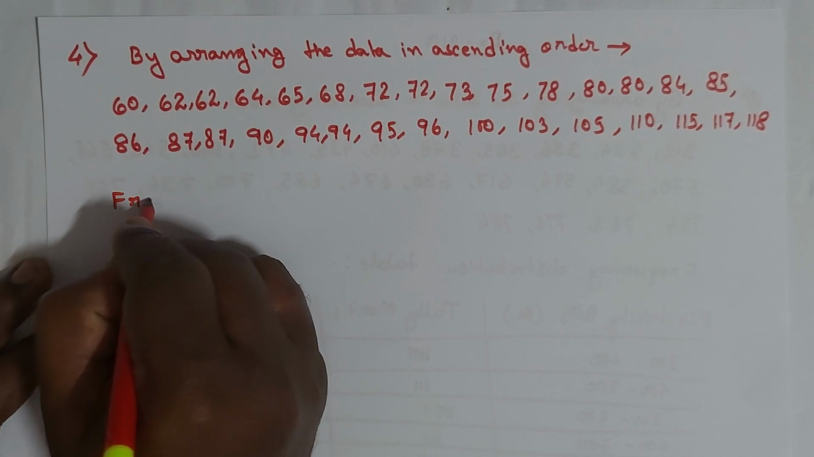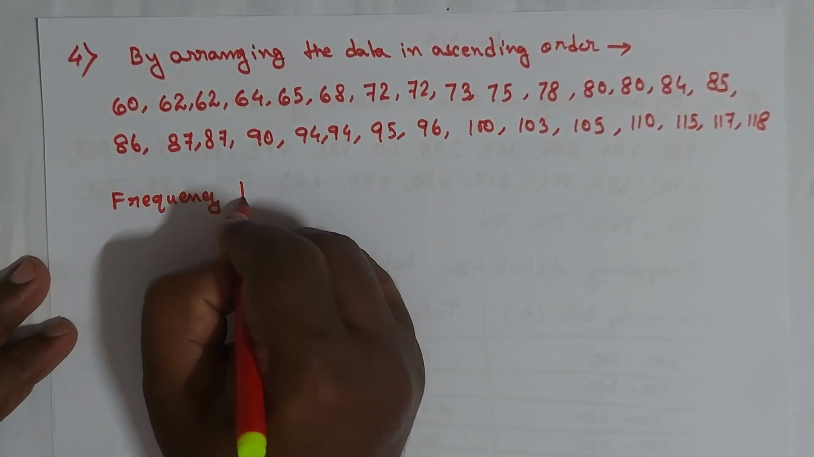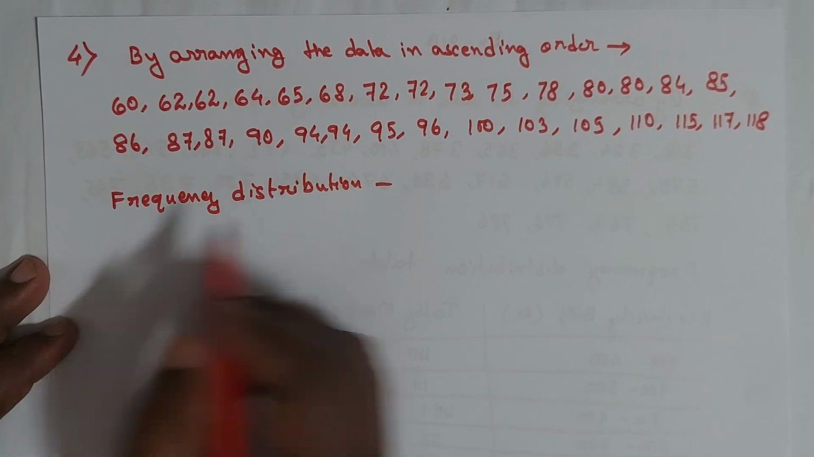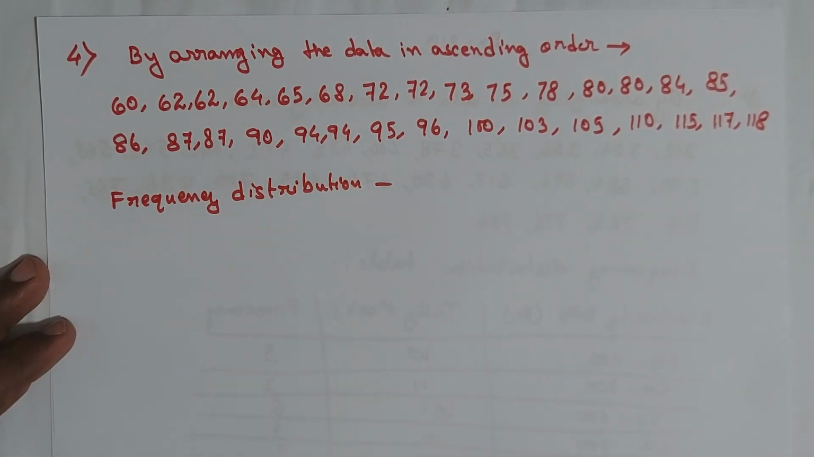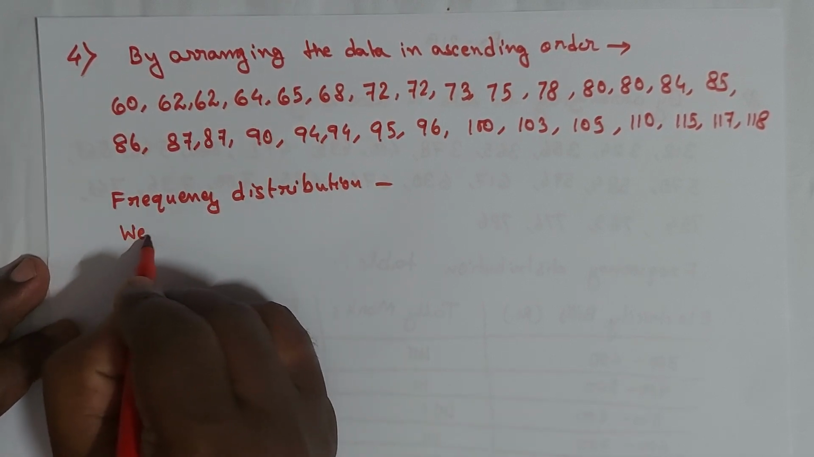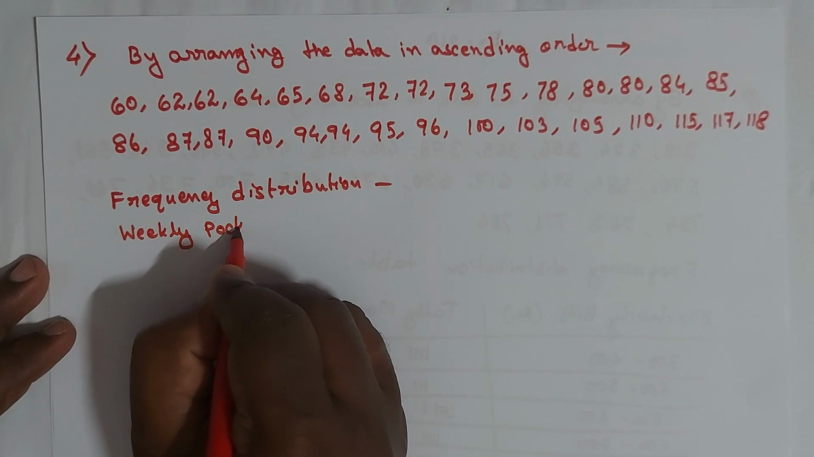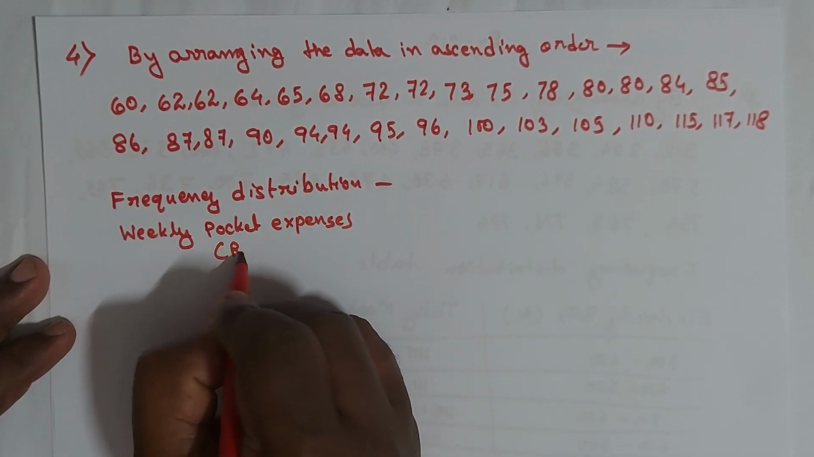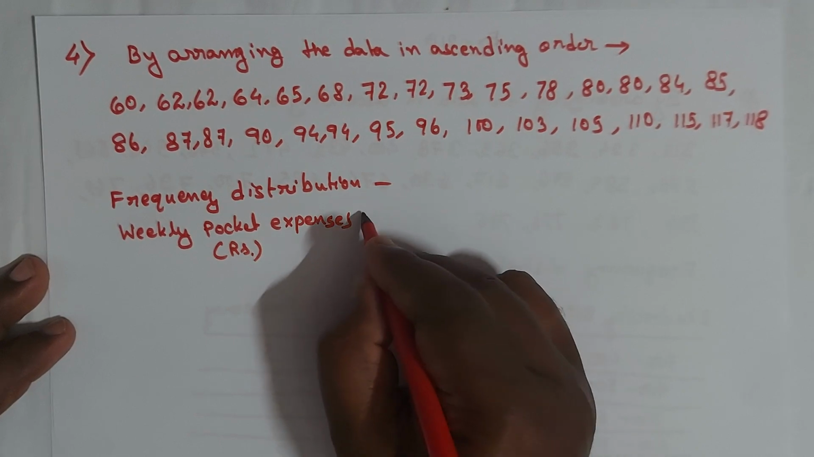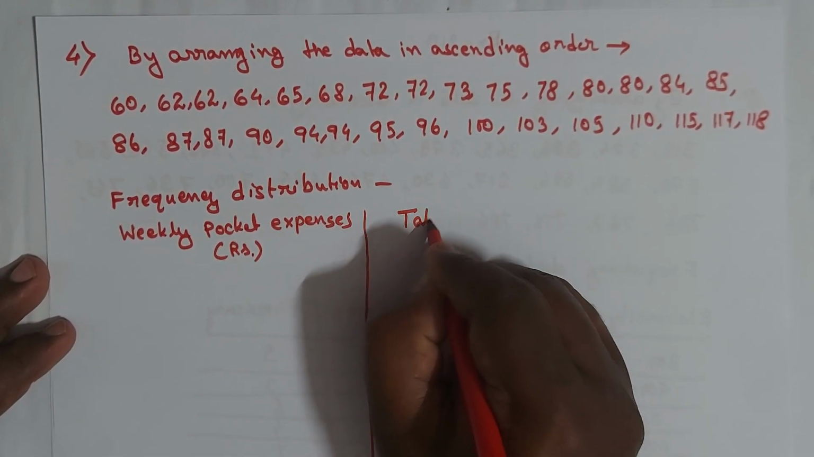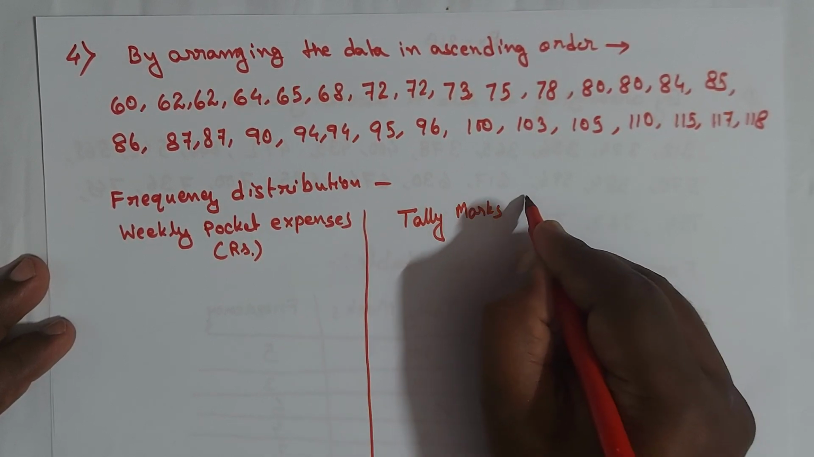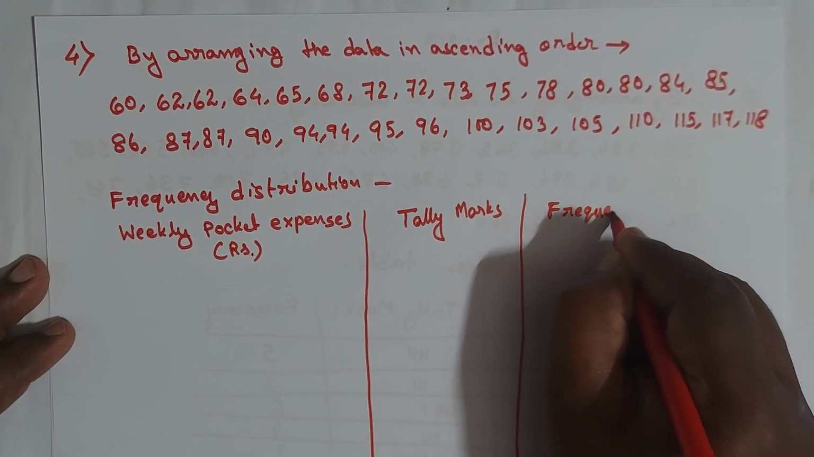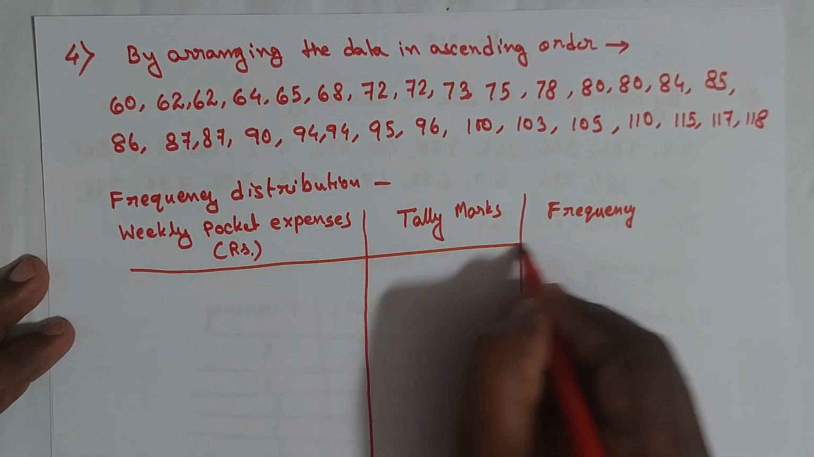Frequency distribution. First we will write weekly pocket expenses, this is given in rupees. Next is tally marks, next frequency.